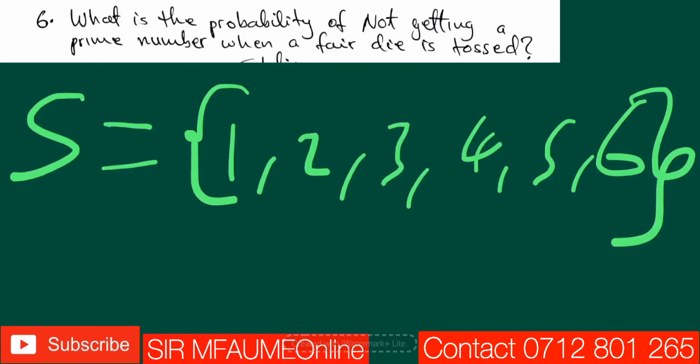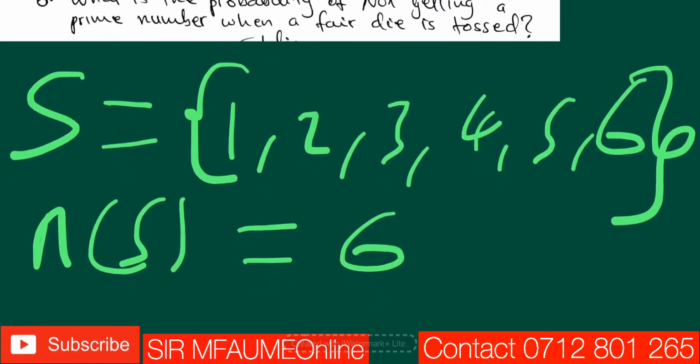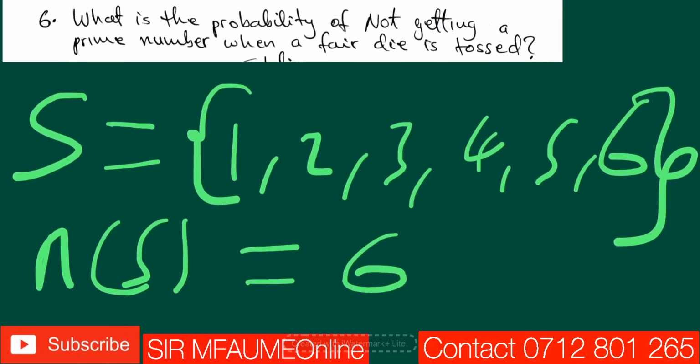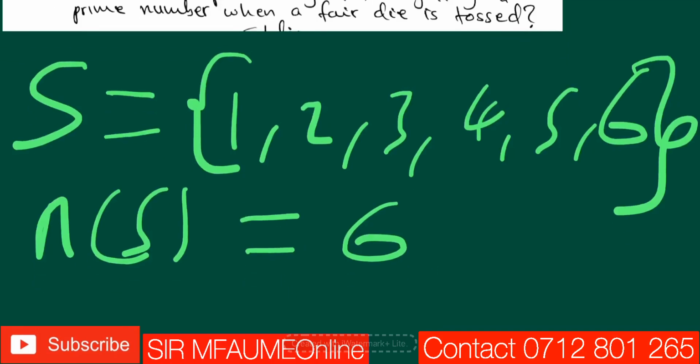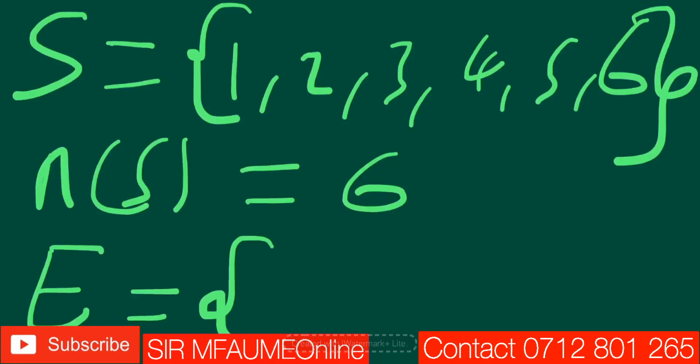What is the number of the sample space? You have to count. This one will be equal to 6. Now from this question, we need to find the probability of not getting a prime number. So our event here is not getting a prime number. That's why your event will be the set of all elements which are not prime numbers. So the event will be all numbers which are not prime.